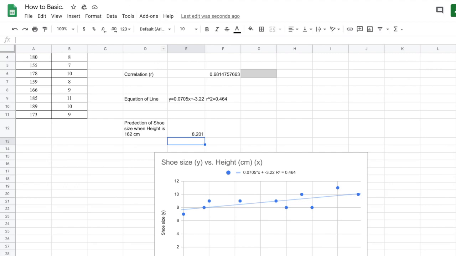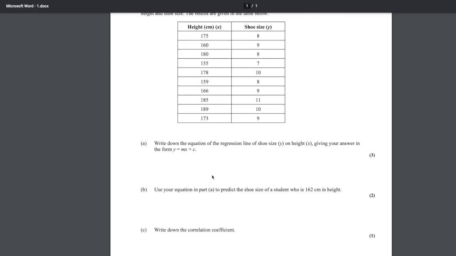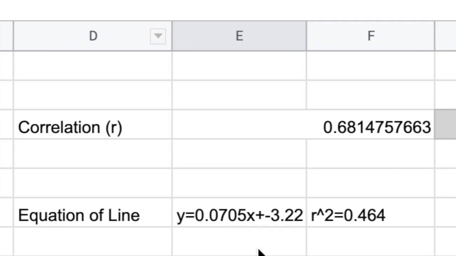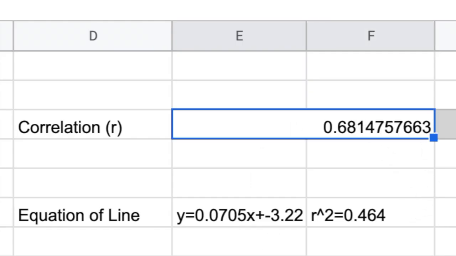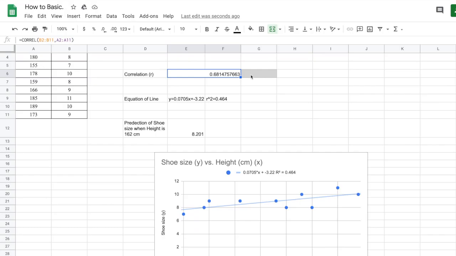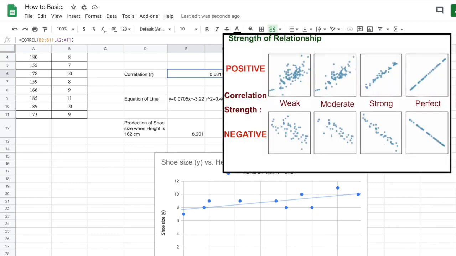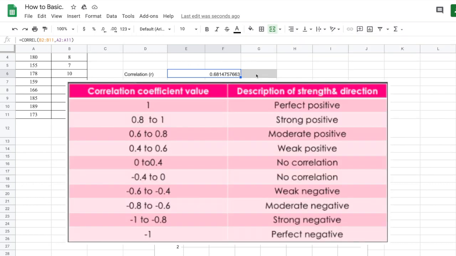So the next thing is write down the correlation coefficient. So we have that here. What you need to realize is that this tells us about the data here. The closer it is to 1, the stronger it is. The closer it is to -1, the stronger it is. The closer it is to 0, the weaker it is. So you see this is kind of a moderate. This is moderate. And since it's also positive, it's a moderate positive.